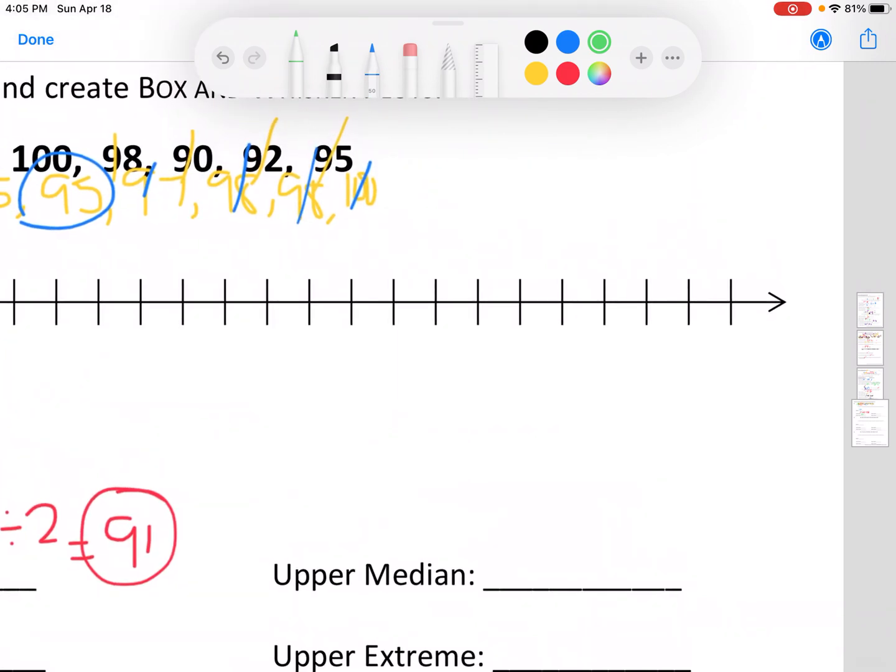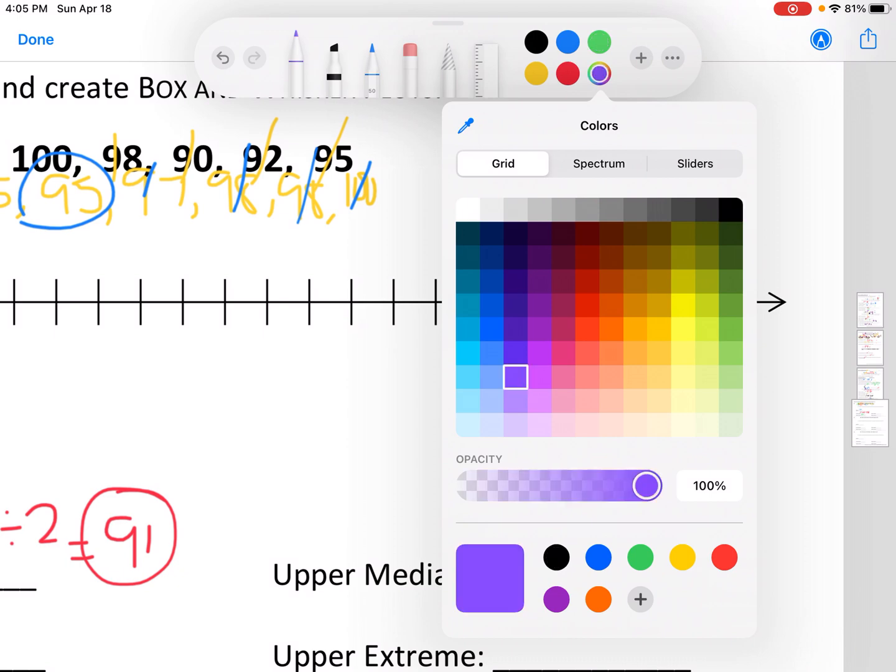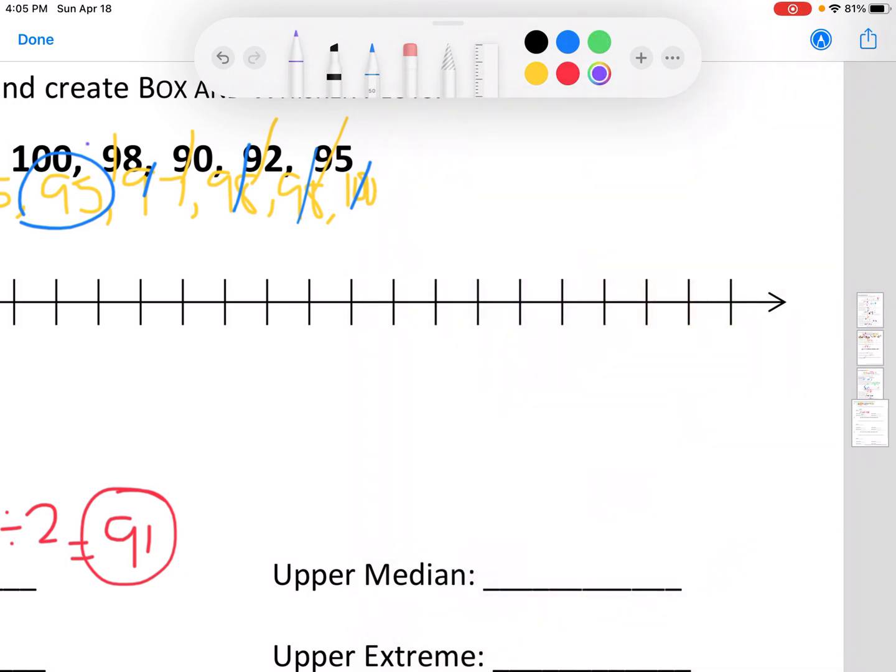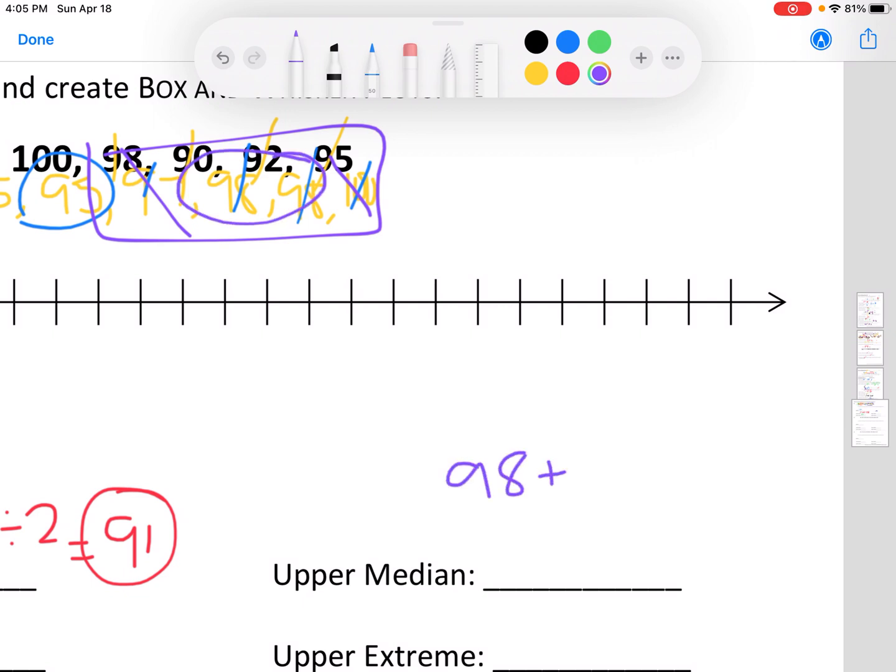Lower extreme, so that's my minimum value. Upper median. Two numbers in the middle, divide by 2. Not plus. And then my upper extreme.